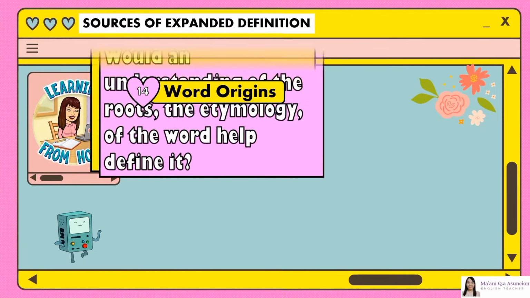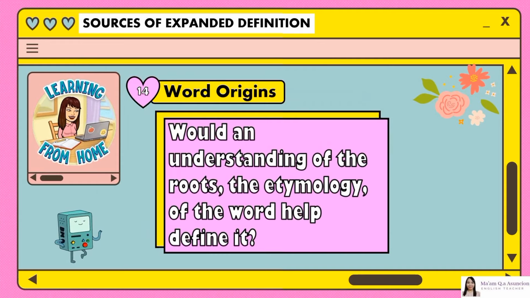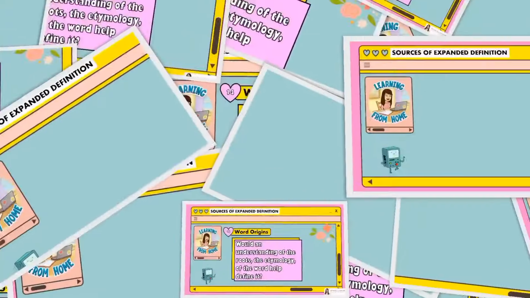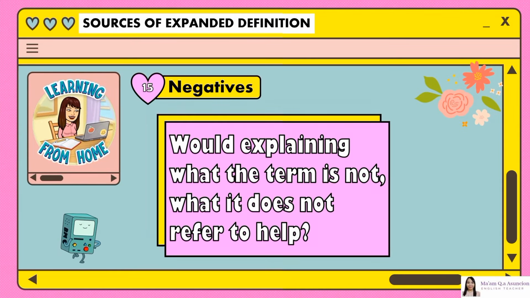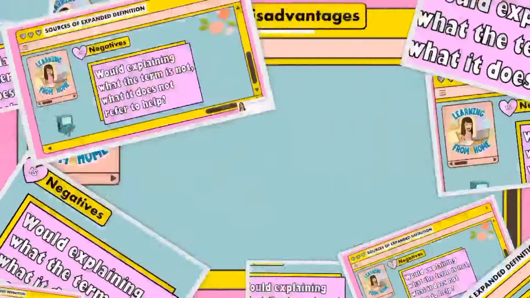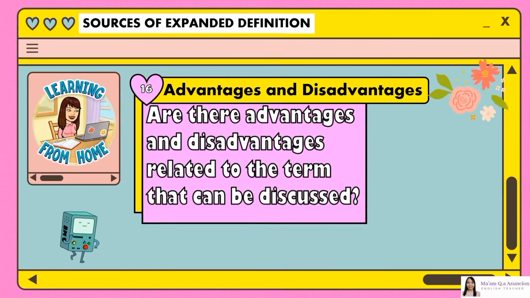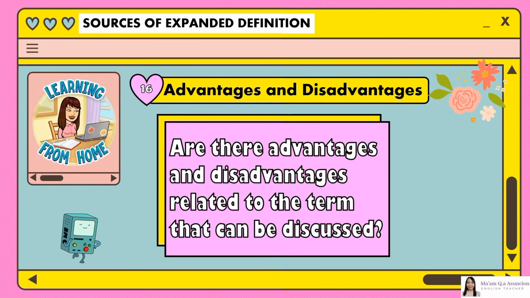Number 14, word origins. Would an understanding of the roots, the etymology of the word help define it? Number 15, negatives. Would explaining what the term is not, what it does not refer to, help? And number 16, advantages and disadvantages. Are there advantages and disadvantages related to the term that can be discussed?